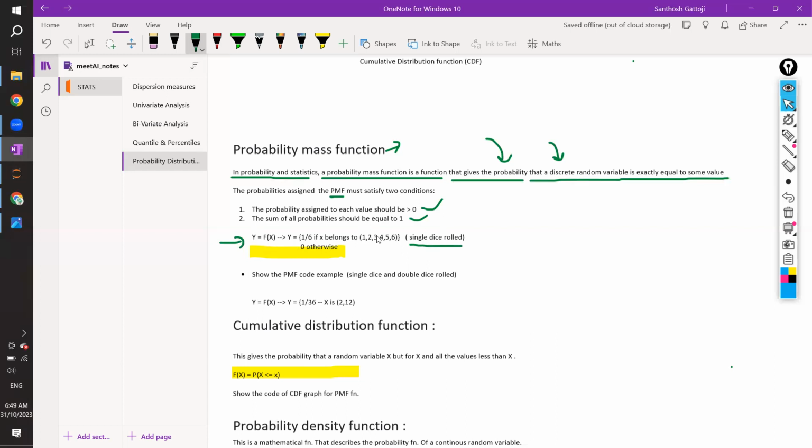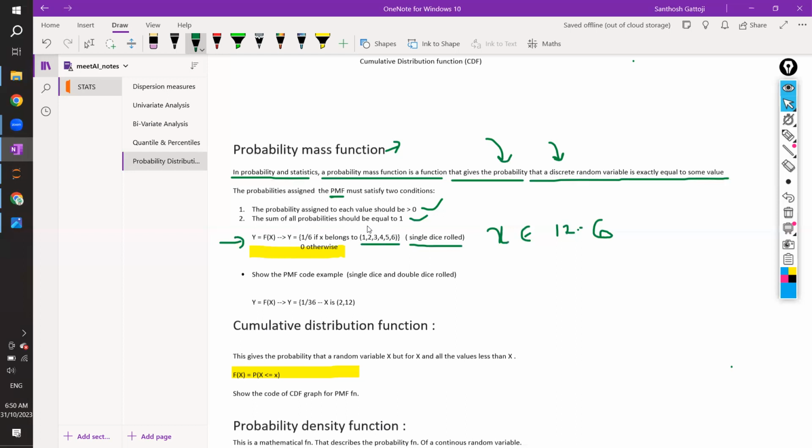If x equals 1 2 3 4 5 6, that means x is a random variable, guys. We are rolling a dice, x is some random variable, and it can take any random value from 1 2 3 4 5 6. That's why it's called a random variable. Whatever value you get from 1 to 6, the probability of that will be 1 by 6, and 0 otherwise. With this simple function you can understand the probability of each and every value of this random variable. The 1 by 6 is the probability for each value.